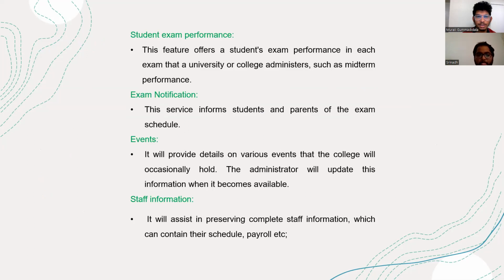And the third one is student exam performance. After writing an exam, the grades will be posted in the portal. Either the students or the parents can view the portal and get notifications from the portal itself. Exam notification informs students and parents of the exam schedule. Regarding the schedule, it defines when the exam is going to happen.